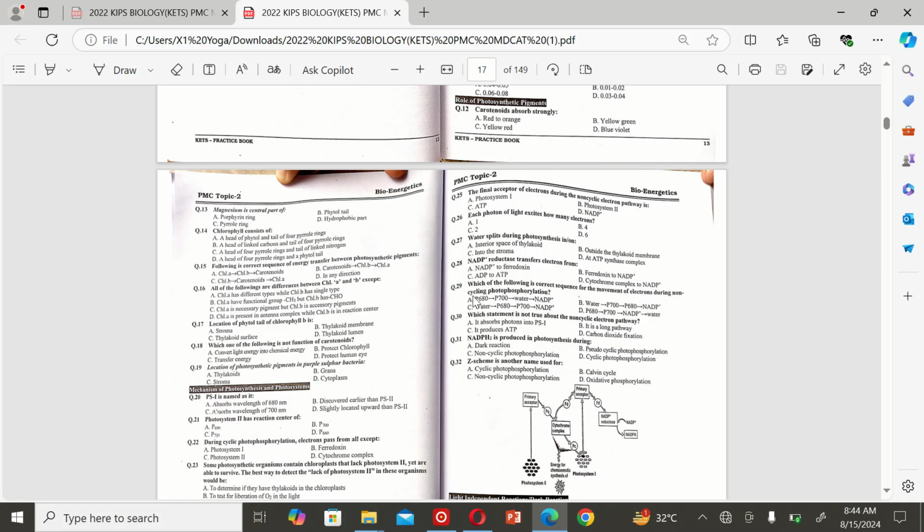The next MCQ is your homework, dear students. So solve these MCQs.